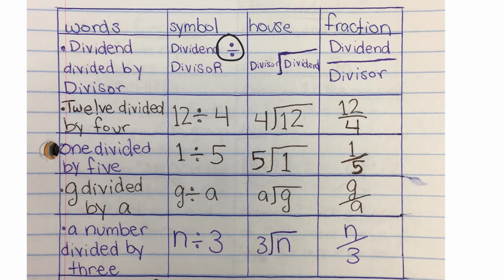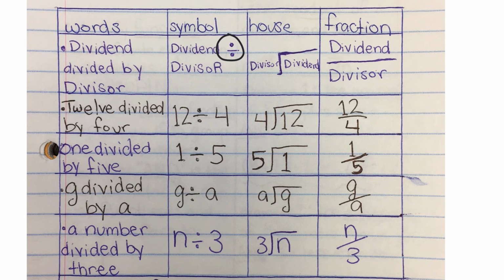And remember, when we have a word problem and it says a number or an unknown number, we use a letter to represent that. So the number, whatever it is, is the dividend, and it's divided by 3. 3 is the divisor. N divided by 3. N is the dividend, it's inside the house. 3 is the divisor, it's at the door. N is on top, it's the dividend. 3 is on bottom because it is the divisor.